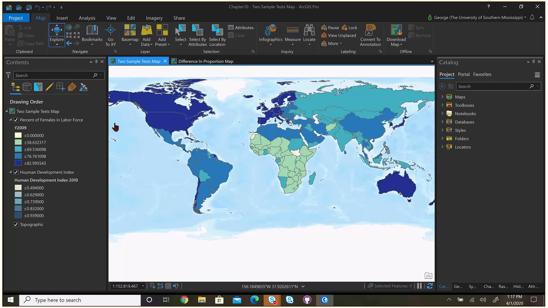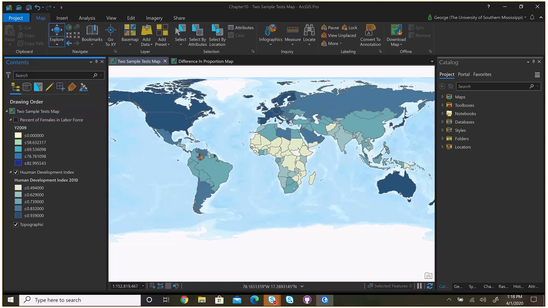Then if I turn this on, this is the percentage of females in the labor force. You can see, in North America and Europe it's high. Throughout Africa it's low. It's also lower in some other areas of the world, like South America, than it is in North America, but it's still fairly high.